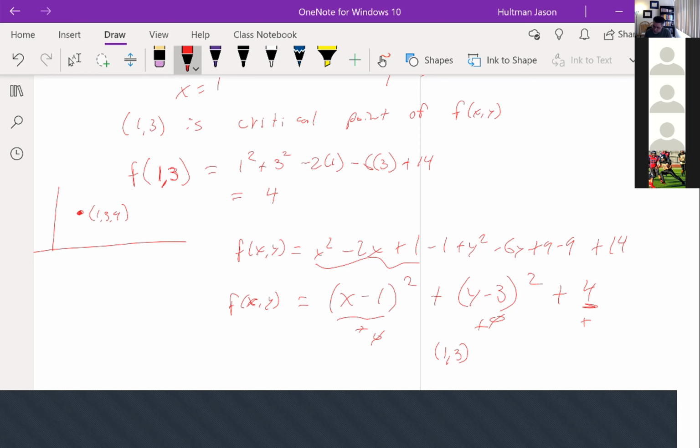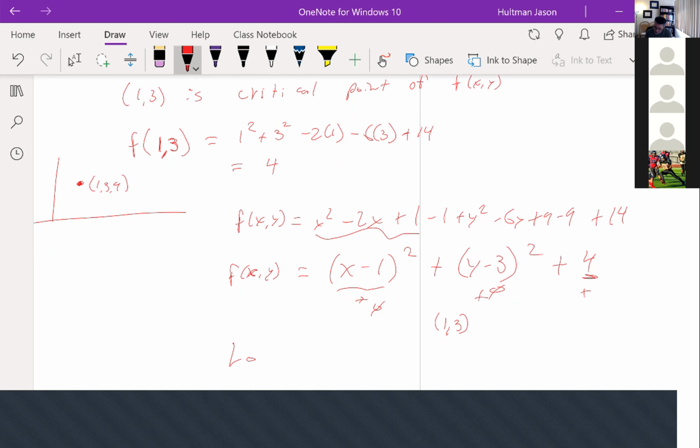So what is this? This is a local min. So a local minimum, so it looks like this. This is an elliptic paraboloid, where the ellipses are actually circles. So it's just a cup opening up, right? Does that make sense? So what is this? This is a local minimum.